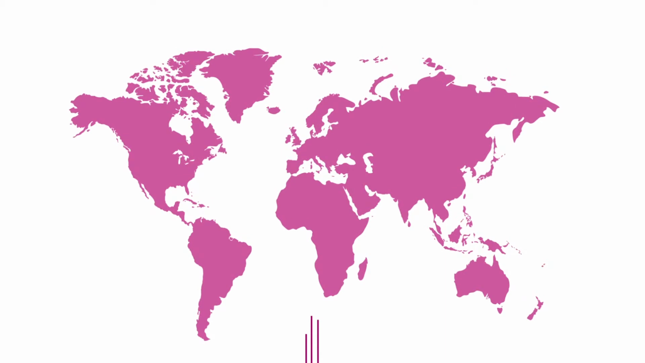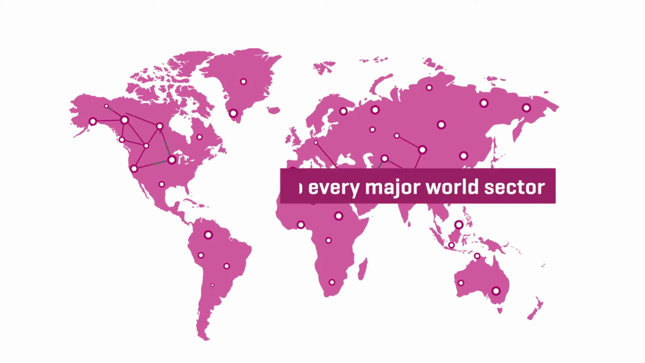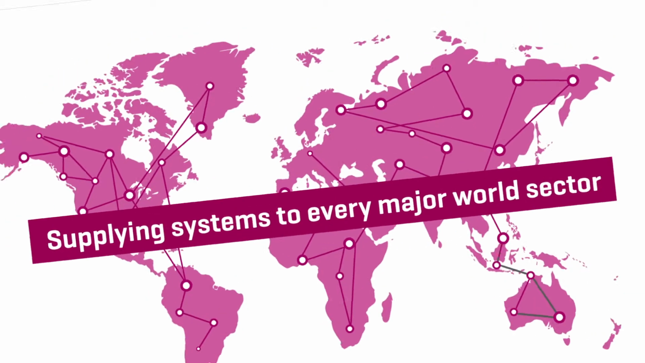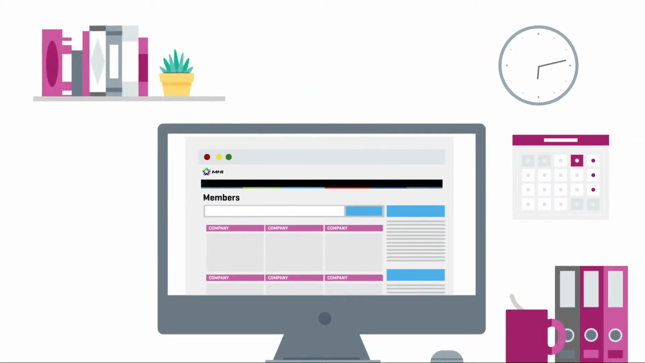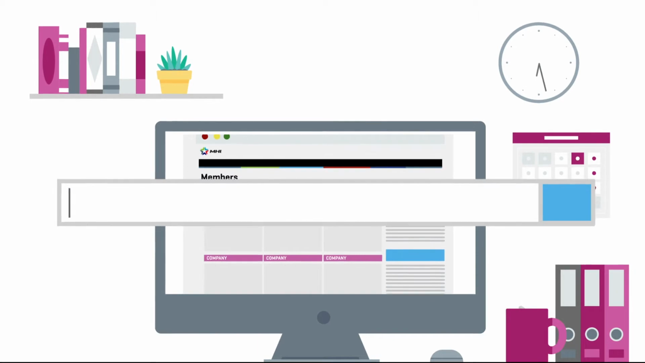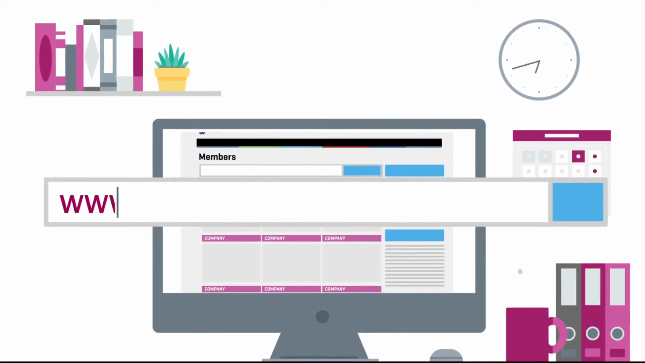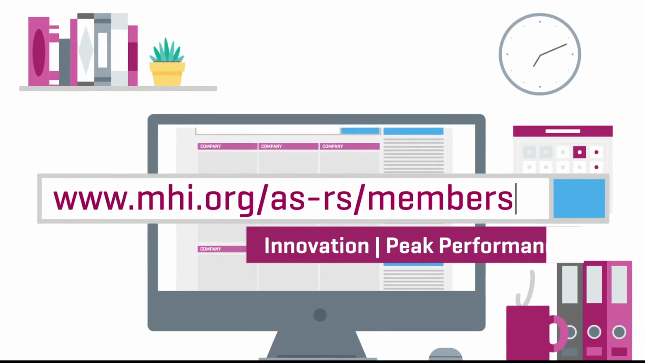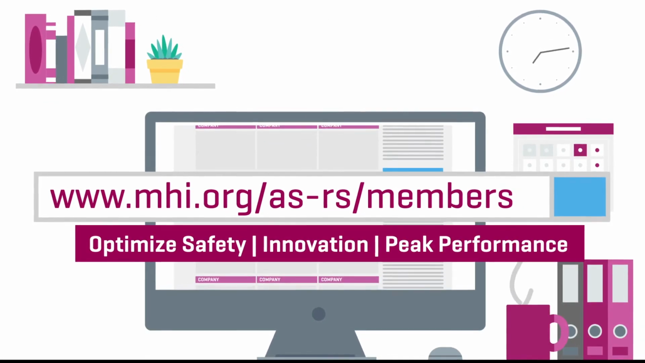Members of the ASRS industry group are the industry's leading suppliers of automated storage and retrieval systems. They supply these systems and solutions to virtually every major manufacturing, retail, and distribution sector. Available on the MHI website, these members have the combined experience from thousands of installations and access to a massive body of knowledge and resources. They use this expertise to optimize safety, innovation, and peak performance.